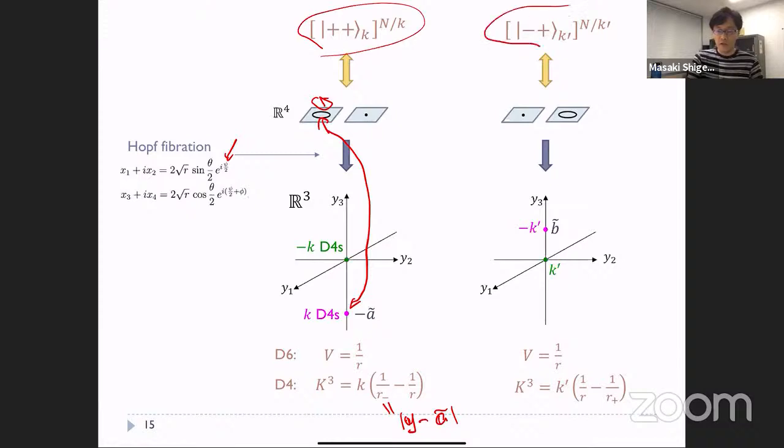And if you want to consider the other end, then this corresponds to having the circle on the second plane, and this reduces to this pink point here, and the center of the space goes to this center again, and you have the harmonic function B equals 1 over R, and K3 is now K prime times 1 over R minus R plus 1 over R plus, where this R plus is Y minus B tilde. Okay, so this is a standard story, I think.